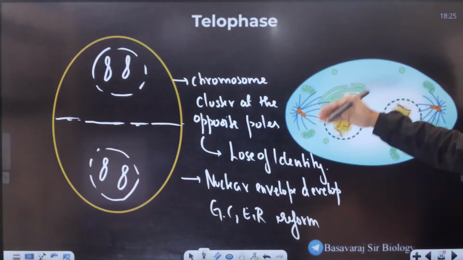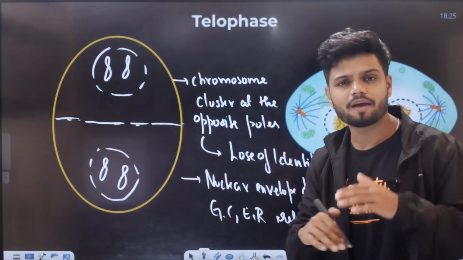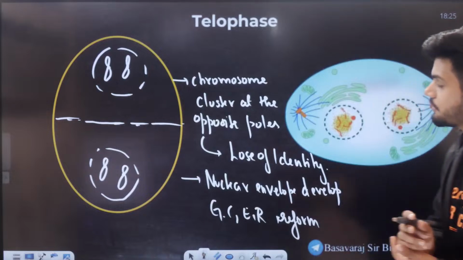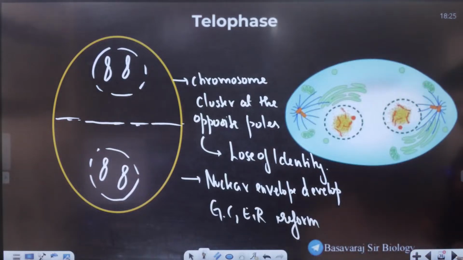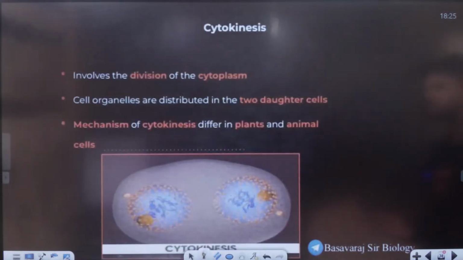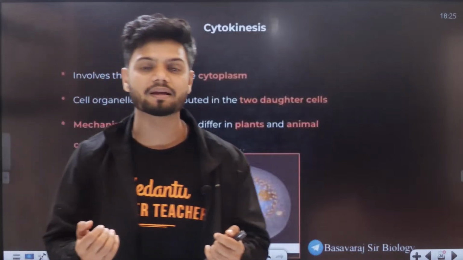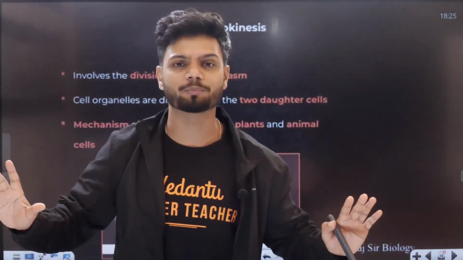Telophase, all the chromosomes cluster at the opposite poles. They lose their identity. Everything is reforming. And that is the end of mitosis. Now, what is cytokinesis? Cytokinesis is basically division of cytoplasm. That's all. Division of cytoplasm.